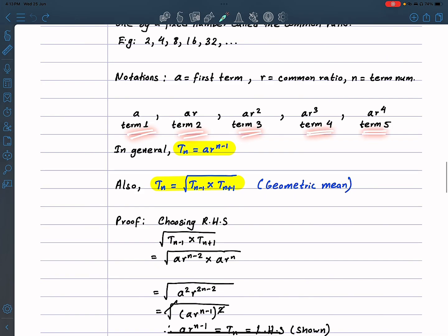Like in the arithmetic series, there is the first term, a. The second term is found by multiplying the common ratio with the first term, so it becomes ar. The third term is ar squared. The fourth term is ar cubed. And the fifth term is ar to the 4.